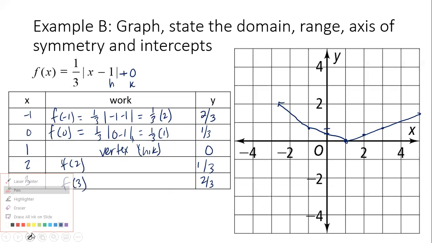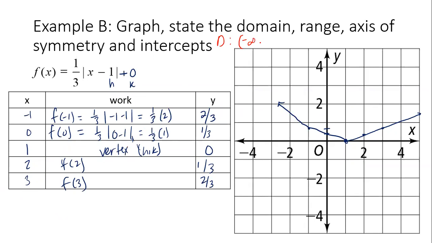So now I can analyze the graph and describe every aspect of it. I need to find the domain. What's the domain of my graph? The domain is still all real numbers, -infinity to +infinity. The range of my graph: my graph starts at 0 and goes to infinity, so my range is 0 to infinity. My axis of symmetry is based off the x value of my vertex. The x value of my vertex is at 1, so my axis of symmetry is at x equals 1.